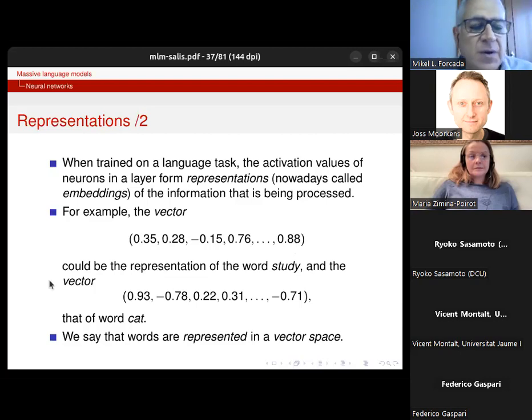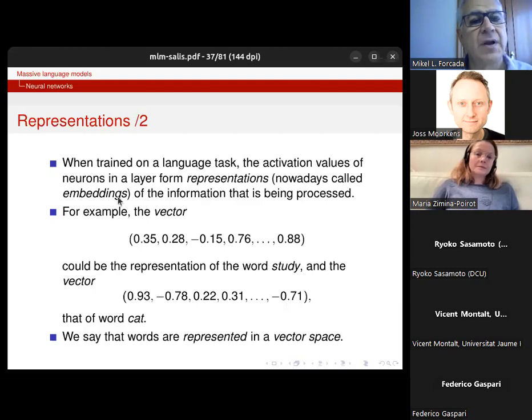And when you input the word cat, the network decides to represent cat as another vector, where the first neuron is very excited, the second neuron is very, very sad, and so on. So we say that neural nets represent words in a vector space. These representations are usually called embeddings. When I started with neural nets, they were called representations, but now people call them embeddings because of the way they were conceived in the early 2000s.